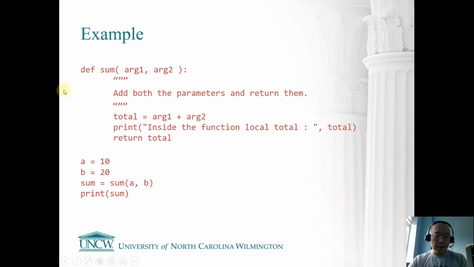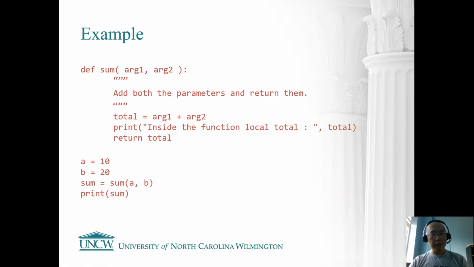Okay, so after the documentation string, we have total equals arg1 plus arg2, and remember it is indented, right? And then I'm making a print statement, saying inside the function local total, colon, total. So I'm printing the total value, which is the sum of arg1 and arg2, and then I'm returning the total. So the process of this function is it takes two parameters, adds both values together, assigns the sum to a new variable called total, and eventually returns the total. Okay, so this is just the function definition.